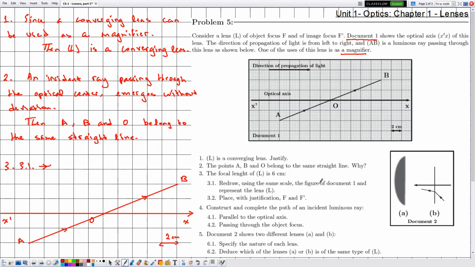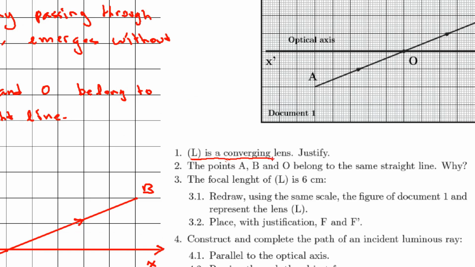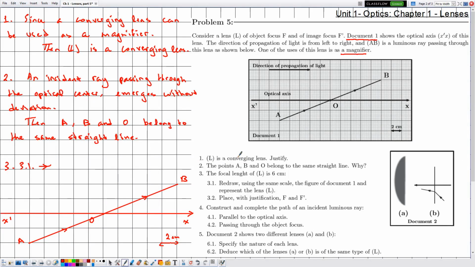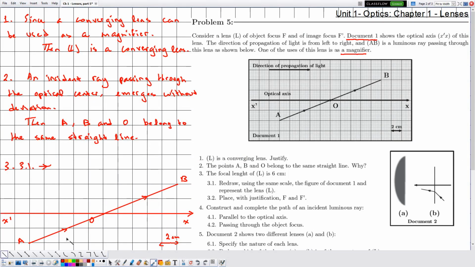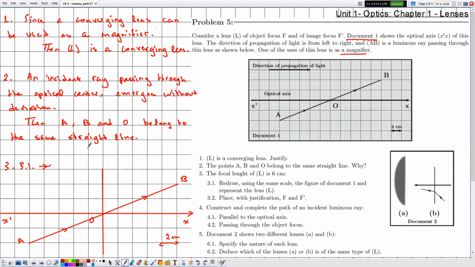Now in the same part they are telling me represent the lens L, and we already know from number 1 that the lens is a converging lens, so we use the correct symbol of a converging lens, and the lens is perpendicular to the optical axis at the optical center. So this is the symbol of a converging lens. So this is it for 3.1.